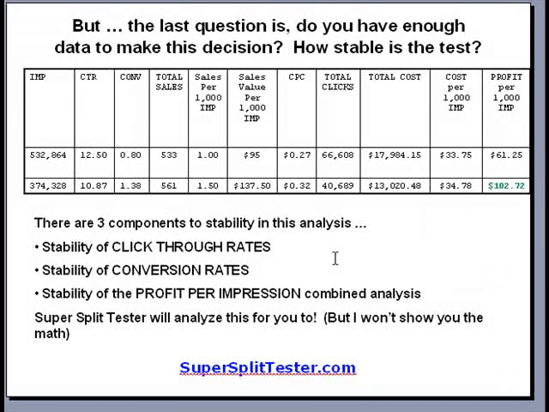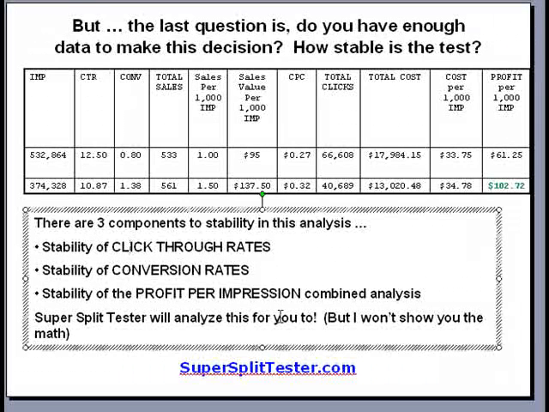Unlike when you're just testing for a difference between click-throughs, there's actually three components of this test. You want to know how confident you are that the click-through rates are different. You want to know how confident you are that the conversion rates are different. And you want to know how stable is the overall profit per impression analysis.